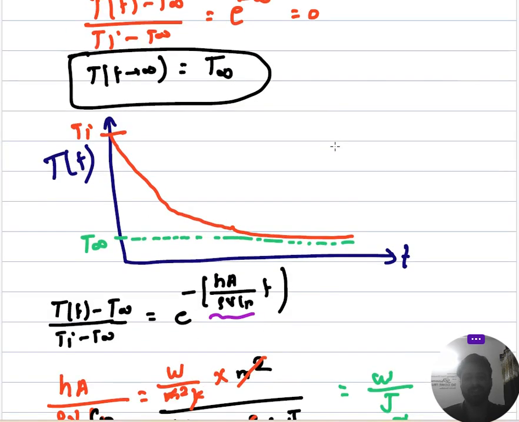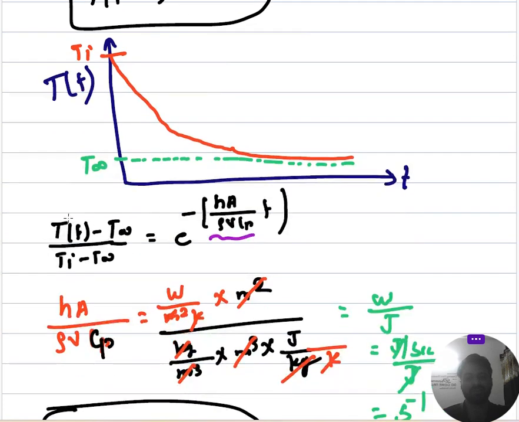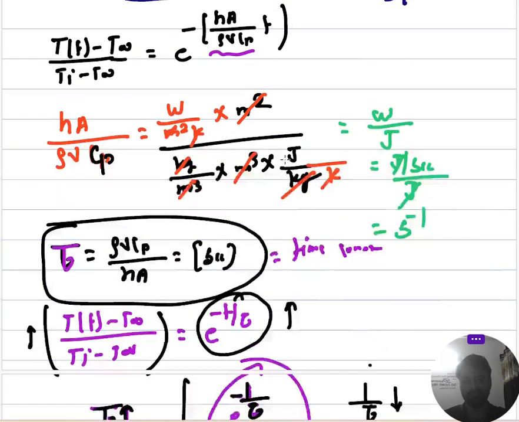From here you can see, at t tending to infinity, what will happen? This particular term will be equal to zero, and due to this, T(t) equals T infinity plus (Ti minus T infinity) times zero. So at infinite time, the solid temperature and the fluid temperature will become equal, and the object will reach equilibrium. The solid temperature is decreasing and will reach the fluid temperature at t equals infinity asymptotically, right?